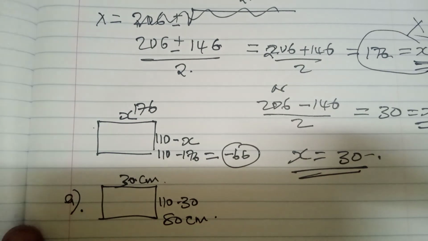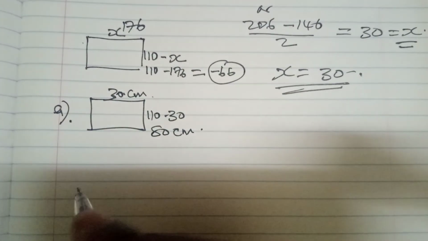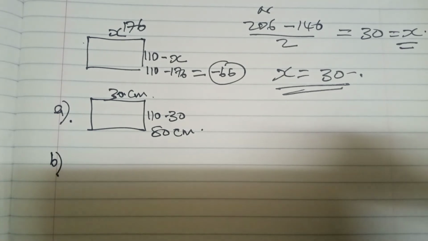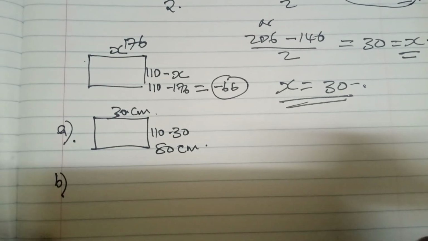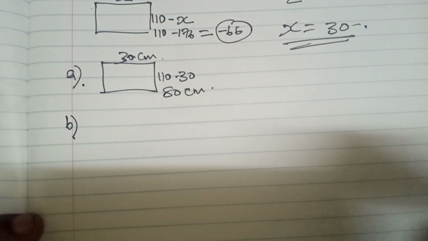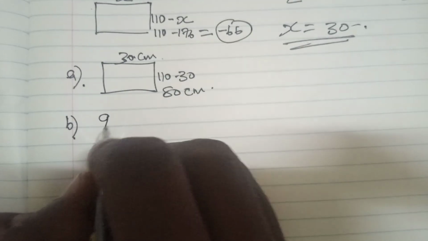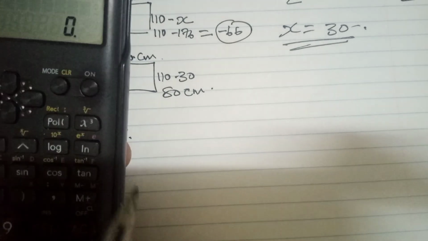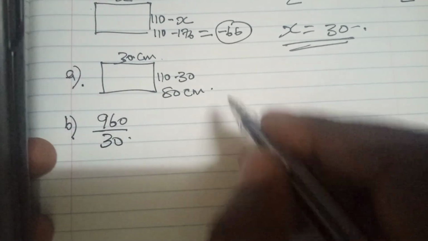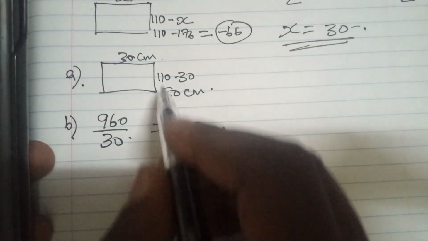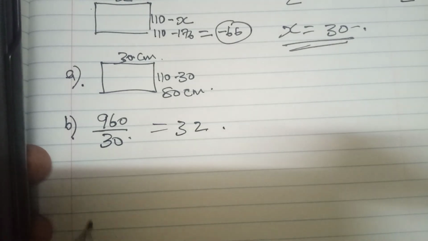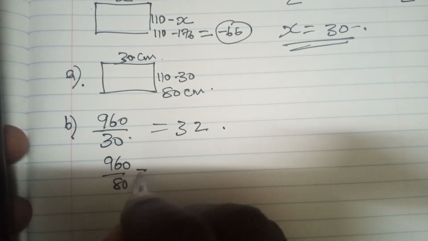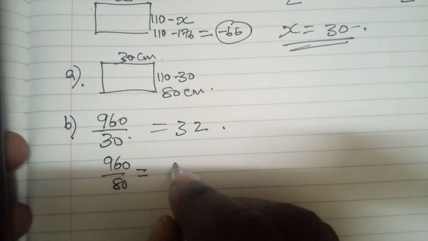What about part B? Let us look at part B of the question. Part B of the question talks of the number of tiles needed. How many tiles do we need? So along the length, 960 divided by 30. I want to know what's that. 960 divided by 30, we have 32. Along the breadth is 960 divided by 80, which is equals to 12.